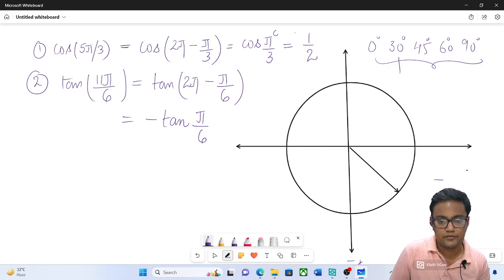Now further I can rewrite this as minus tan, because leaving apart cos, every other ratio is negative. Pi by 6 is 30 degrees, you can see here, right? So I can rewrite this as minus tan 30, which is 1 by root 3. So this is how you have to interpret these angles, children. इसीलिए इसको ऐसे interpret किया जाएगा.